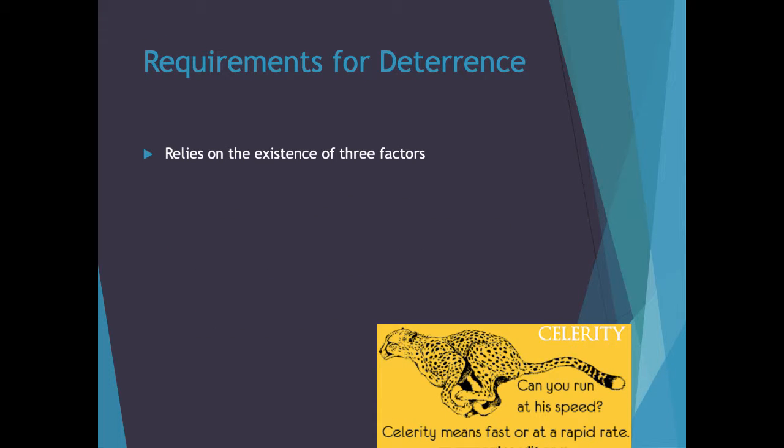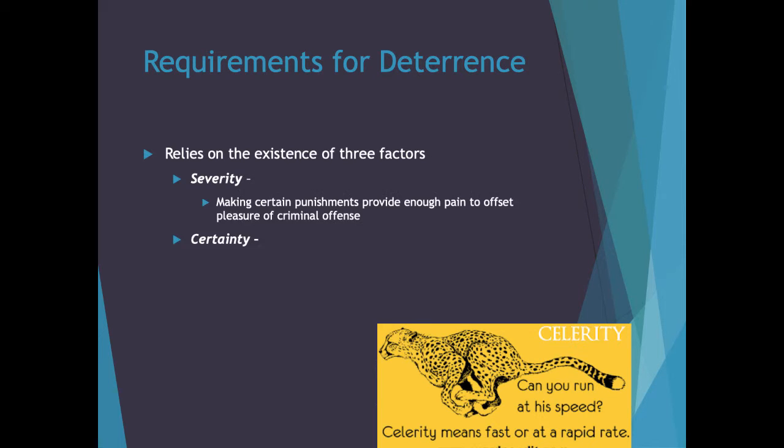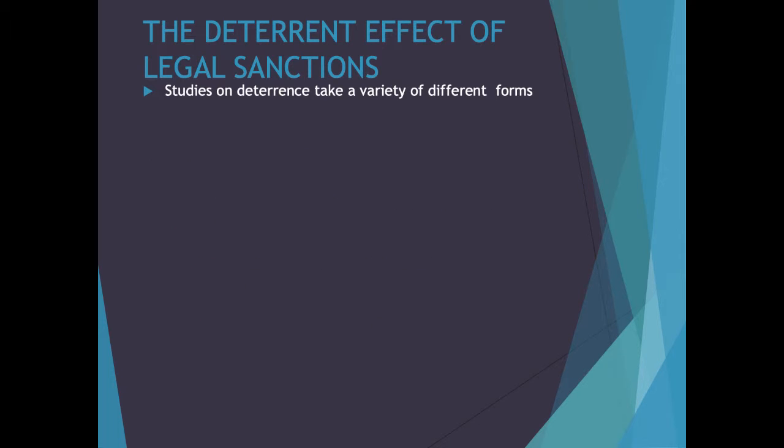The requirements for deterrence rely on the existence of three factors. One is severity, which is making certain punishments provide enough pain to offset the pleasure of the criminal offense. Two is certainty, which means the chances of getting caught and punished. And three is celerity, which is the swiftness of the response, and that's where you get the picture of the cheetah.